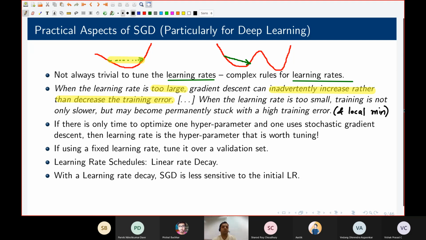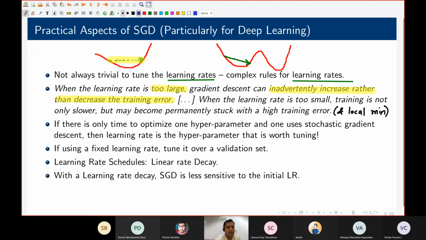Right? And somebody may say, okay, why not just treat the learning rate itself as a hyperparameter that's worth tuning? But that's only possible if there's only one hyperparameter. If there are too many hyperparameters, you have model architecture, you have the regularization constant, then again you're asking for too much. If using a fixed learning rate, you should tune it over a validation set. It's just one fixed value. But if there's a learning rate schedule, then you have a bigger problem.